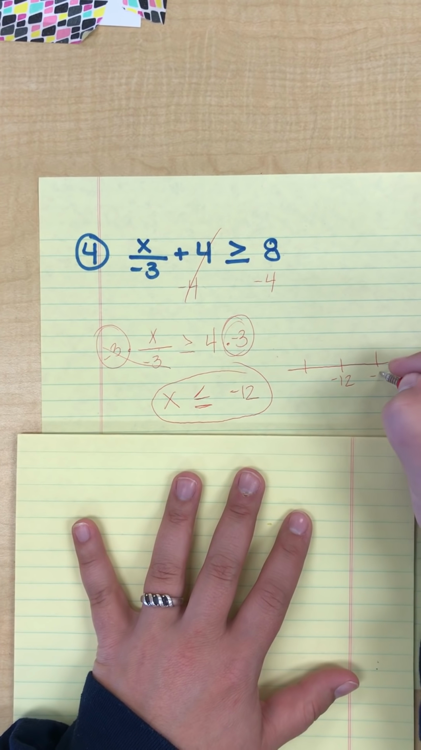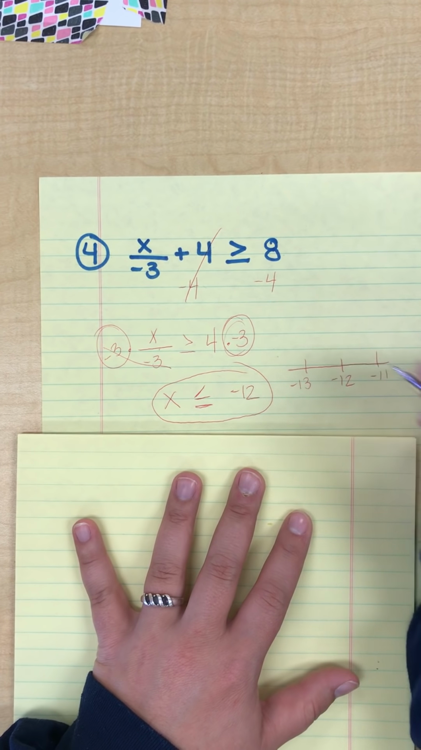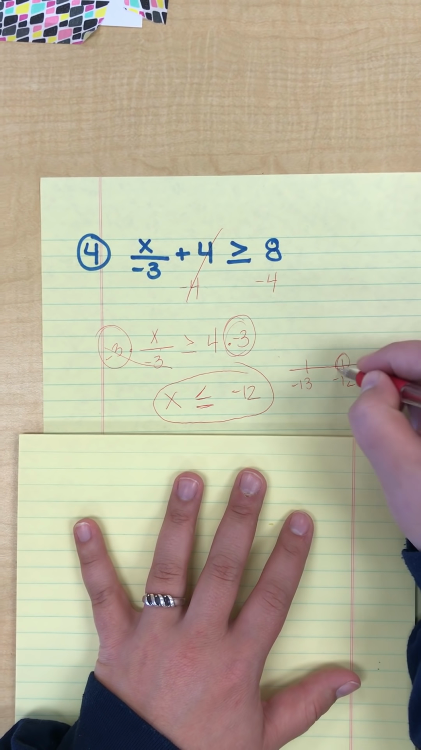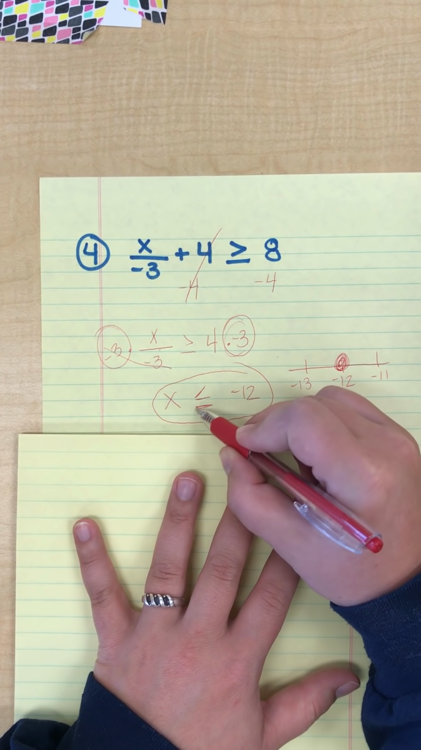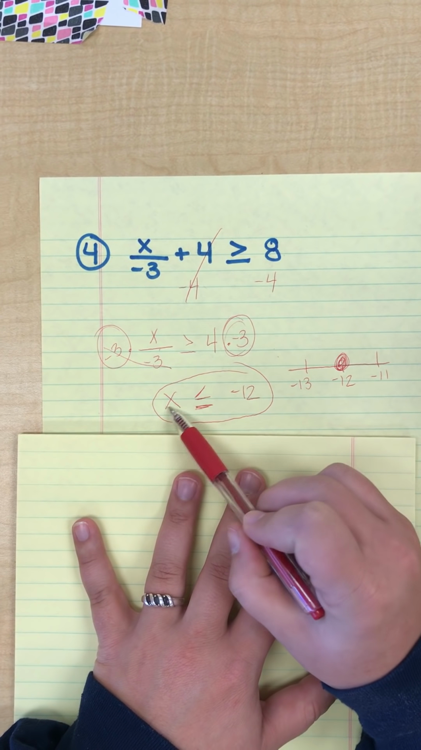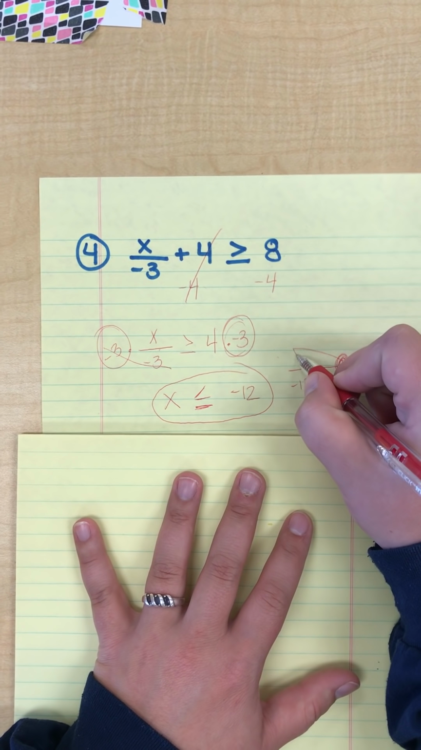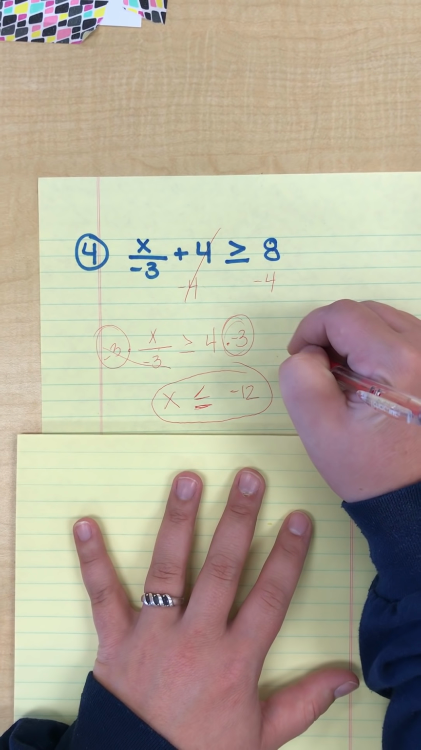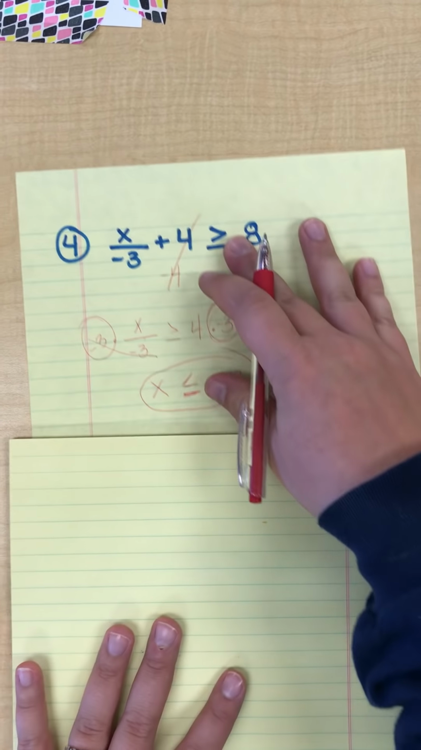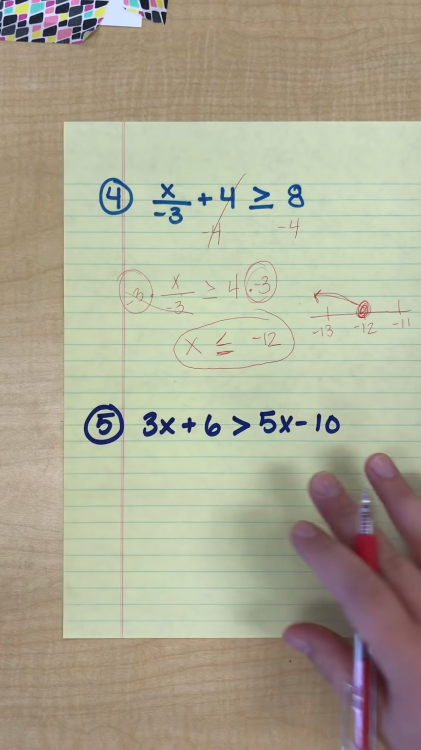Okay, so negative 12, negative 11, negative 13 is my number line. We're going to have a closed circle because there's that line underneath here. It's not eating the x, so that means it's less than. So we're going to go this way. All right, and then our last problem here.